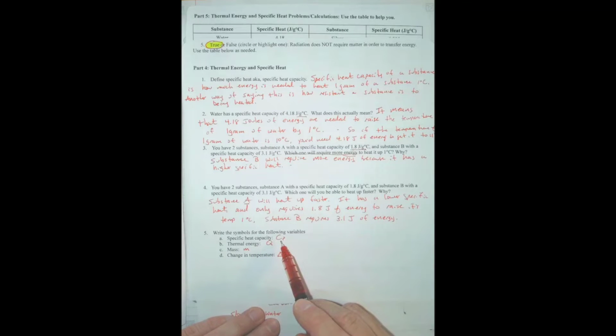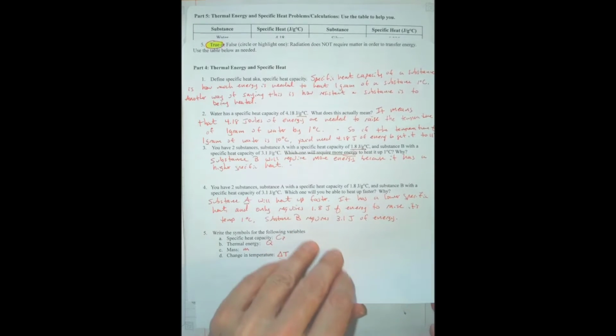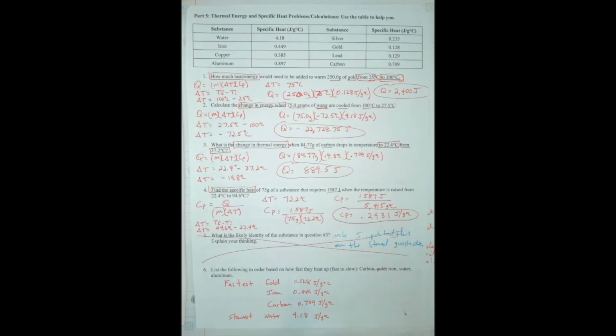Number 5, write the symbols for the following variables. Specific heat, again, that's going to be C, and I like to write it CP. That denotes at a constant pressure. B, thermal energy, or change in thermal energy. That's always going to be our big Q. Mass is our small m, and change in temperature is our delta T. Remember, this triangle means delta, and in science, delta means change. All right, let's go to our next page.